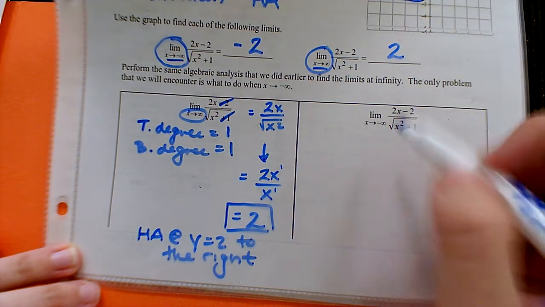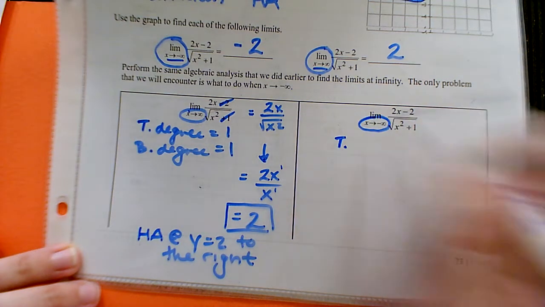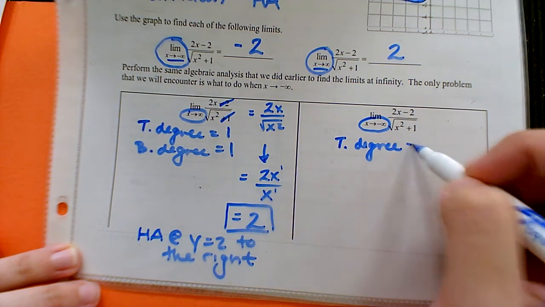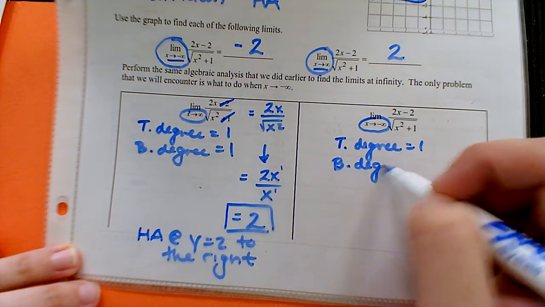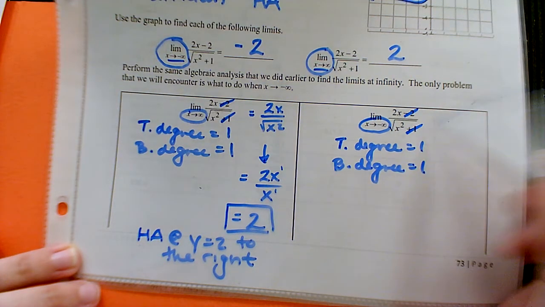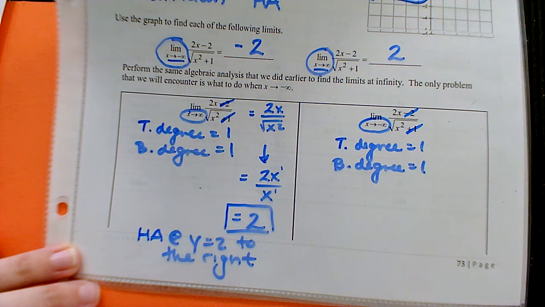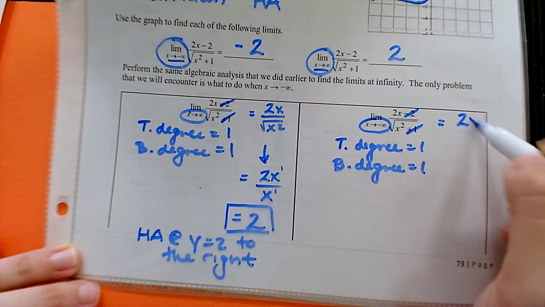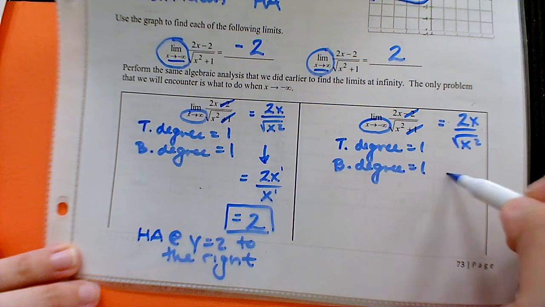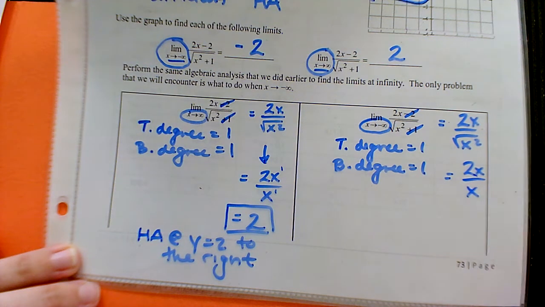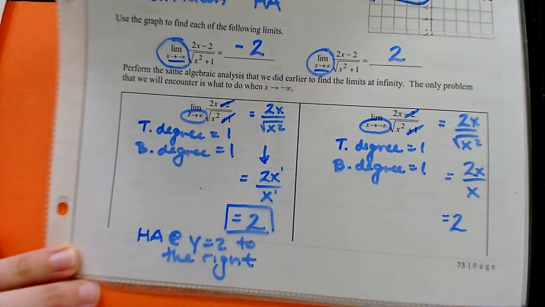If we do the same analysis on the other side, let's say we wanted to approach negative infinity, the top degree is still 1, the bottom degree is still 1. After all, the minus 2 plus 1 are irrelevant because we're plugging in infinity. We're left with 2x over the square root of x squared, which is technically 2x over x. And if they have the same degree, we take the ratio of the coefficients. 2 over 1 is still 2. What's the issue with that, though? What should we have?